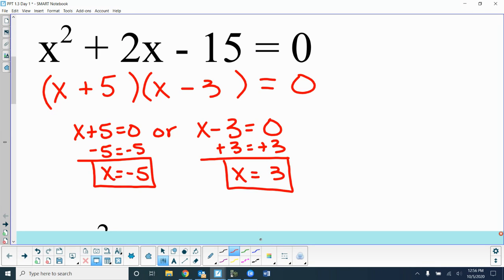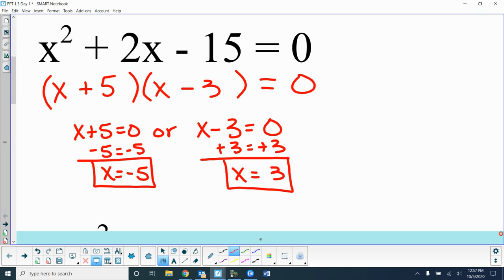So if I plug negative 5 in for x, that's a positive 25. 2 times negative 5 is negative 10. 25 minus 10 is 15. Minus another 15 gives me 0. It works. I take 3 and square it, that's 9. And 2 times 3 is 6. 9 plus 6 is 15. Minus 15 is also 0. So they both work.